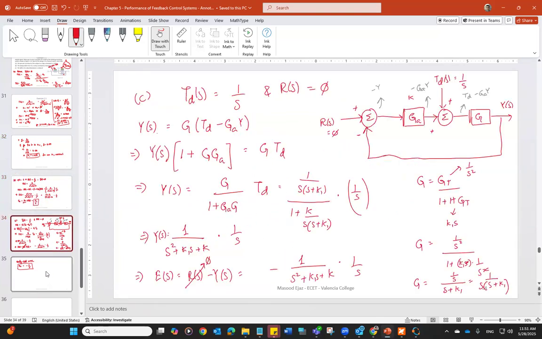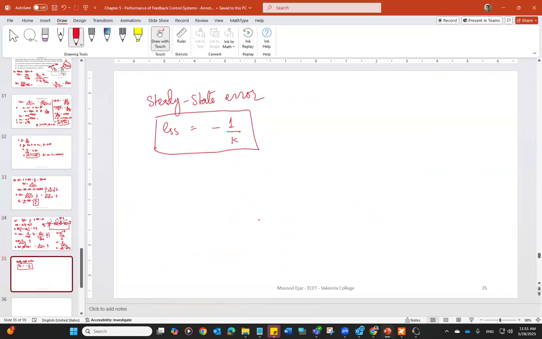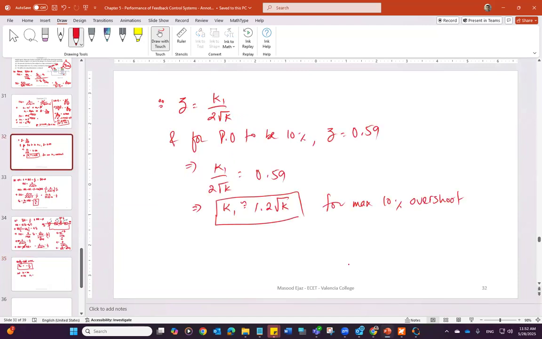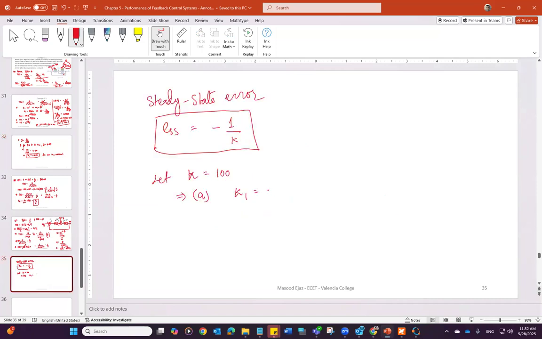Let's go ahead and take a value. I think in the book, they're taking a value of K to be, if I remember correctly, 100. So let K is equal to 100, which will give us from A, K1 is equal to 1.2 times the square root of 100, which is 10, so 12. So that's going to give you 12.